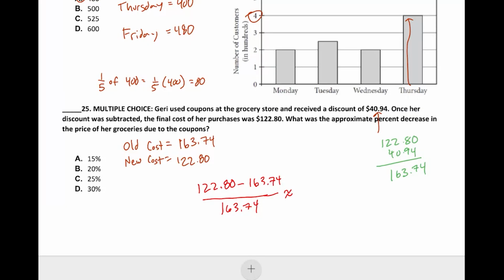163, let me make that change here. And so now I'm getting about negative 0.25. So it's still negative, so it's still a decrease, which makes sense, but it's going to be about 25%. So a 25% decrease. So our answer is C.